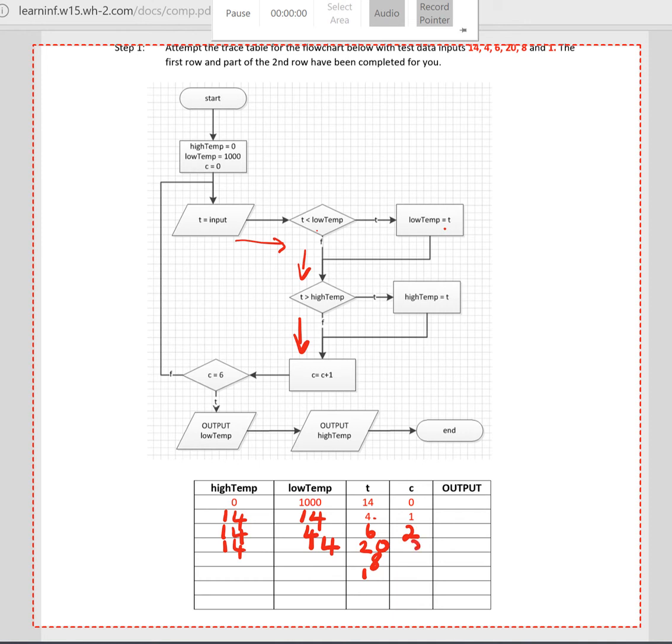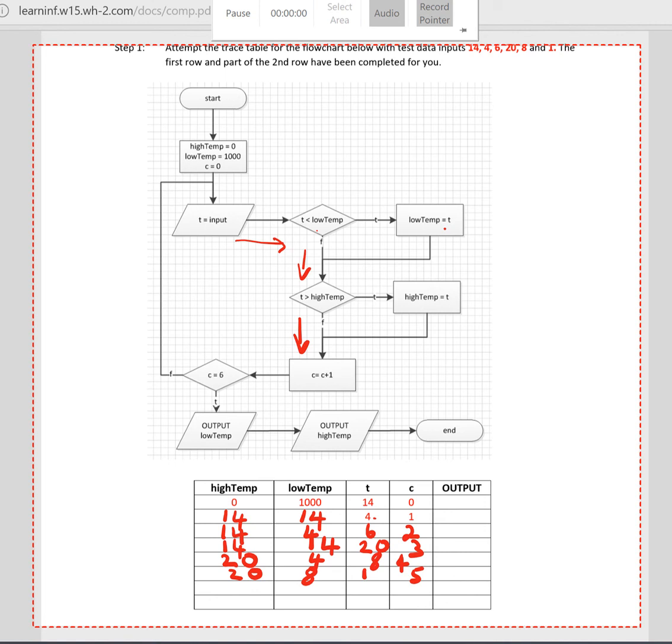Then C is 3. So now 20 comes in, which is obviously greater than the highest temperature. It's not lower than the lowest temperature of 4. And C then goes to 4. At this point, we now get 8. Well, that isn't greater than the highest temperature. Again, not lower than the low temperature. And that goes to 5.